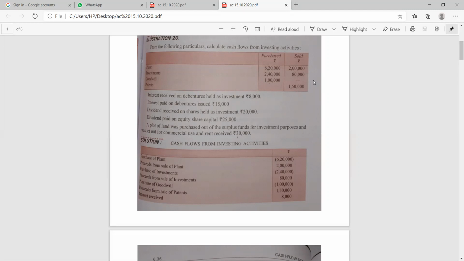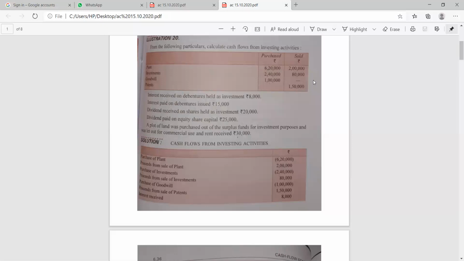A plot of land was purchased out of the surplus fund for investment purpose and was let out for commercial use, rent received 30,000. So let's start the question. The value of the plant purchased as well as sold is given to us. Along with that, is any further information given? No. So purchase of plant will be deducted because there is an outflow of cash, and proceeds from sale of plant will be added because of the inflow of cash of 2 lakh just because of the sale of plant in the business.